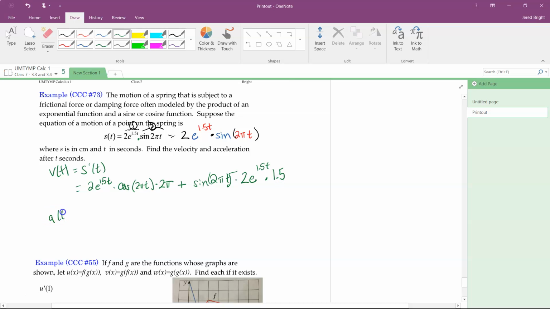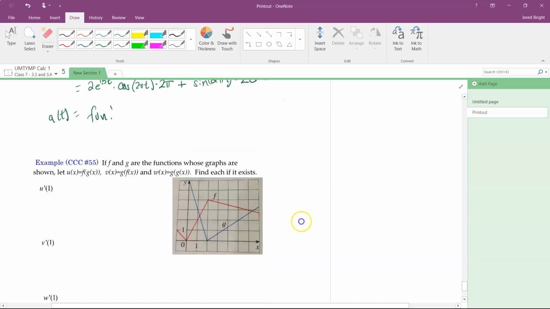For a of t, it's very messy, and I encourage you to do it and check it using Wolfram Alpha or something like that. And with that, within each piece you have a product rule with chain rules. It's going to be intense. Okay, so it's fun.